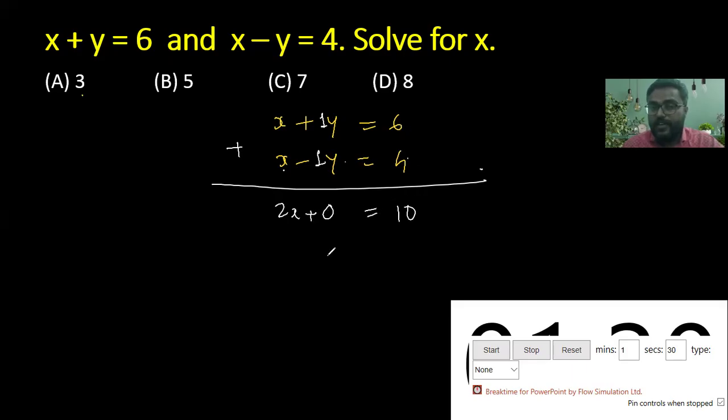6 plus 4 is 10. Now you have 2x equals 10. Divide both sides by 2. You get x equals 5.